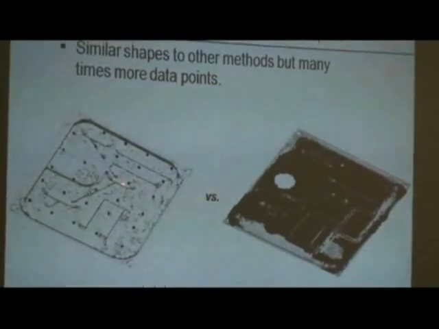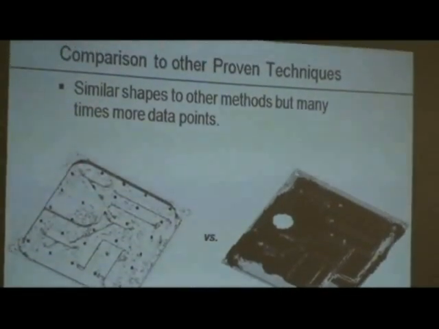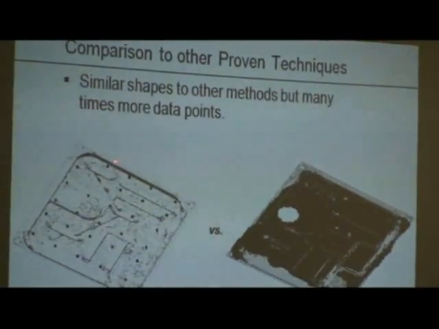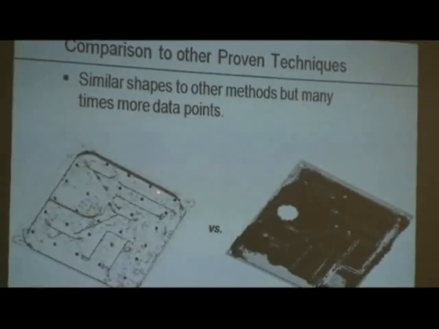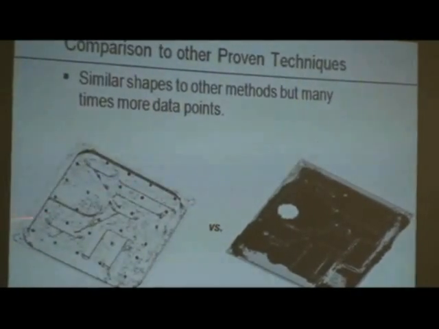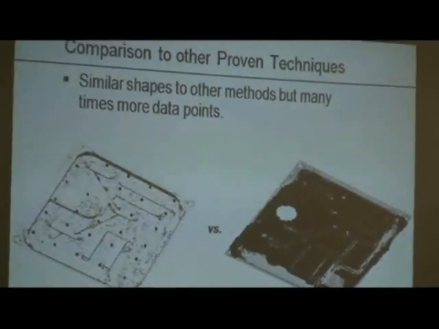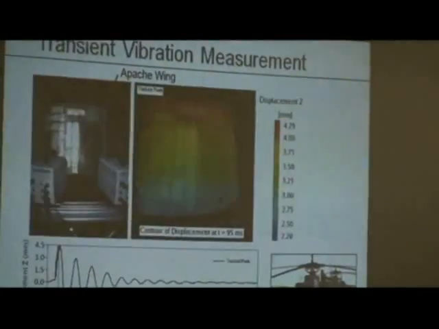If we did a traditional measurement using an impact hammer and an accelerometer, these points represent what you would typically measure. So you're getting maybe about 20 or 30 measurement points on this panel. Here, using digital image correlation, we have 7,000 points to compare it with. We have a much higher density of points.